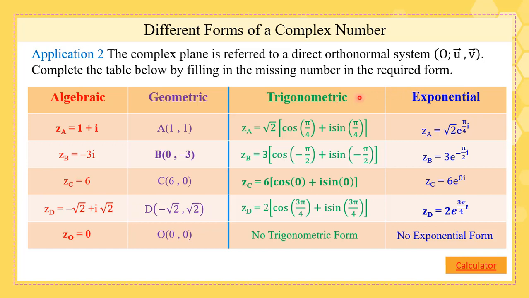Whereas the problem appears if we want to go from algebraic or geometric onto trigonometric or exponential, or from trigonometric or exponential onto algebraic or geometric. And notice also that 0 doesn't have a trigonometric form and it doesn't have an exponential form because both of them are related to the argument theta, and in fact a 0 complex number doesn't have any argument.